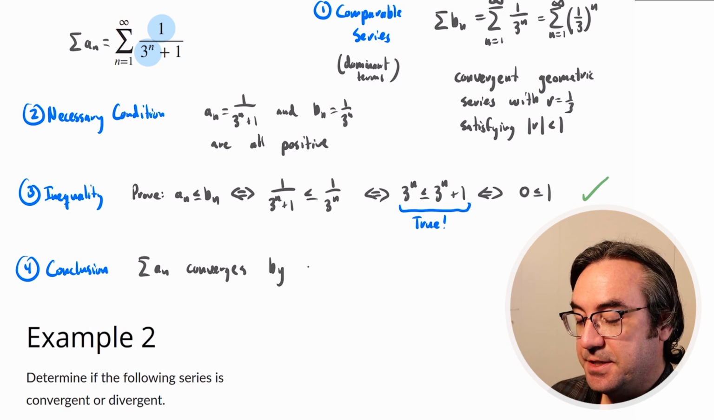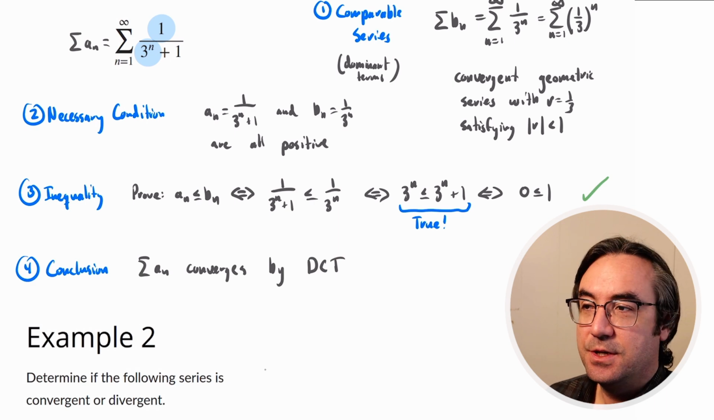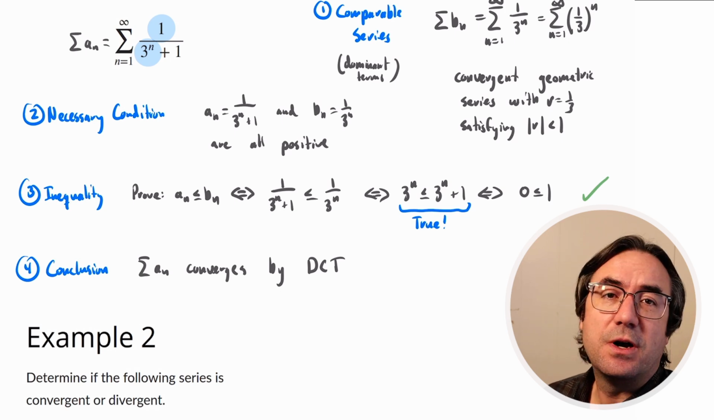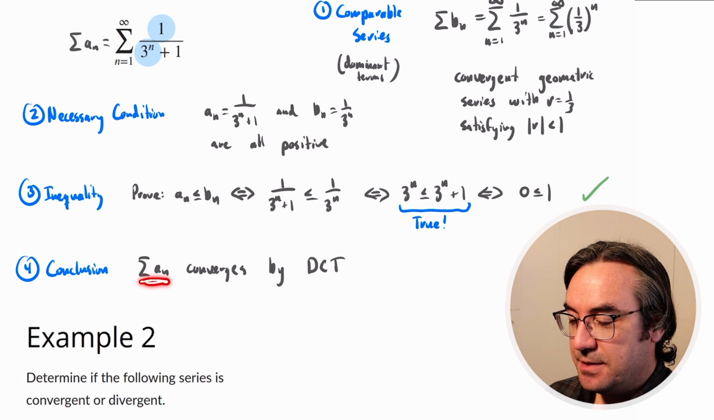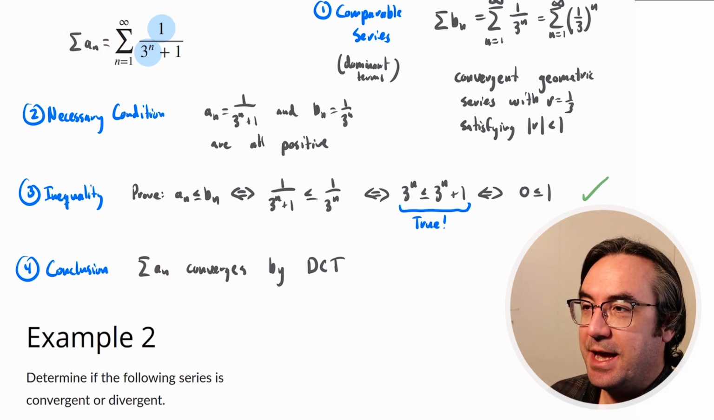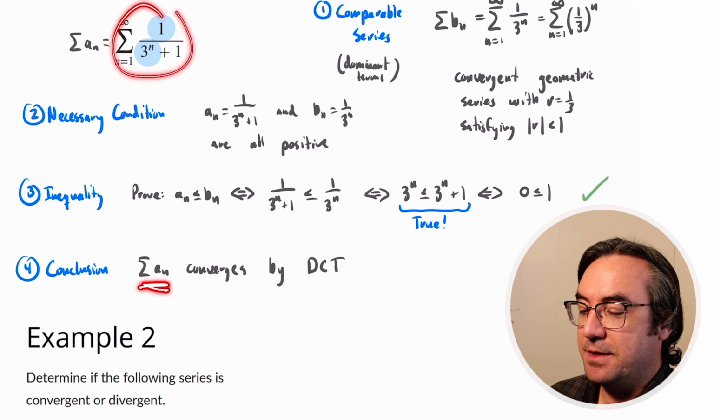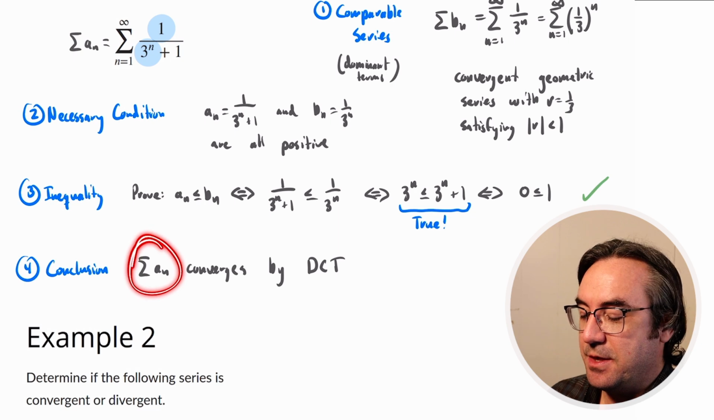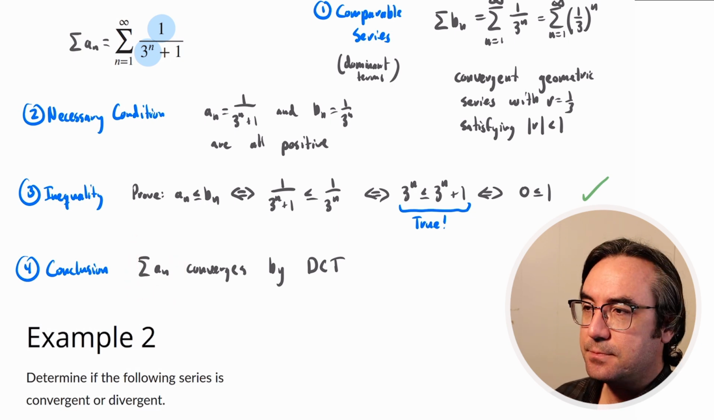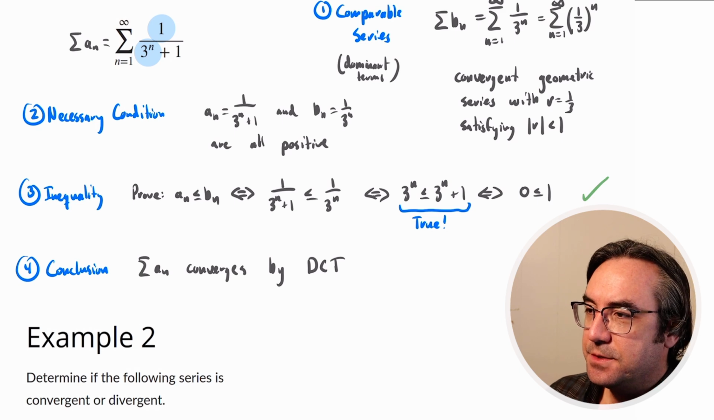And let's state what test we used. For an abbreviation, we'll call this the direct comparison test, so I'll abbreviate it DCT. And notice that I named this sigma an just so I didn't have to rewrite this again. If I didn't name it here, then you'd actually just want to rewrite the original series here.